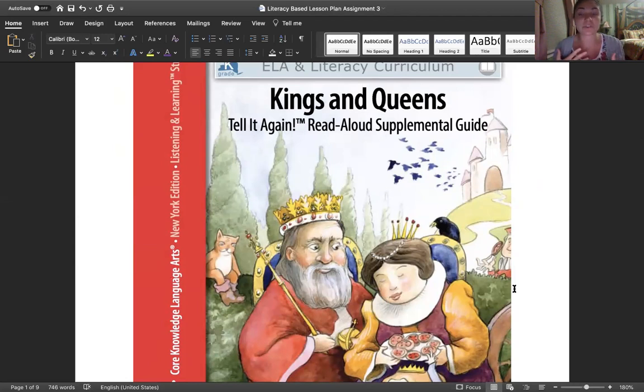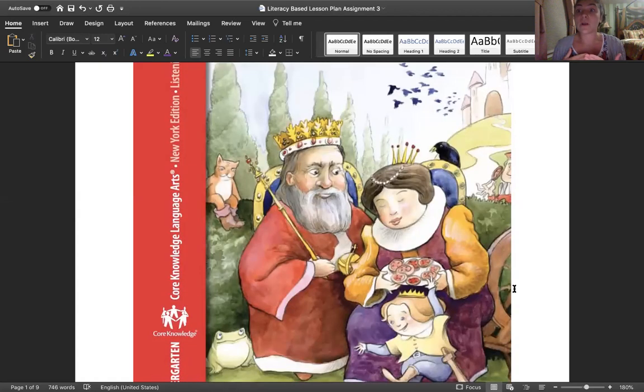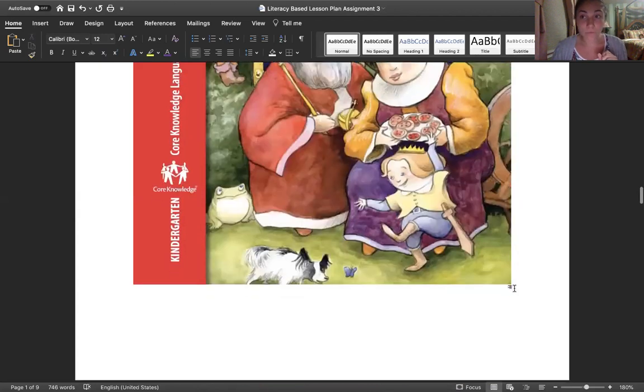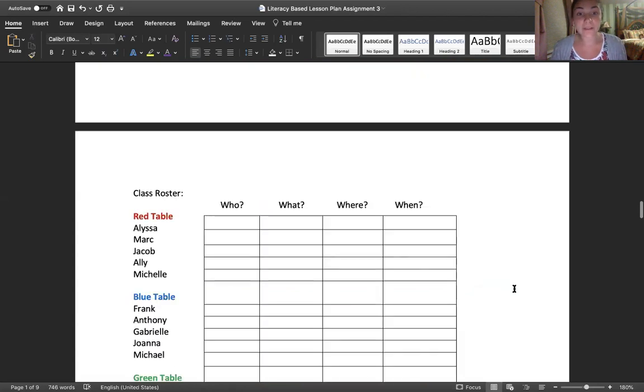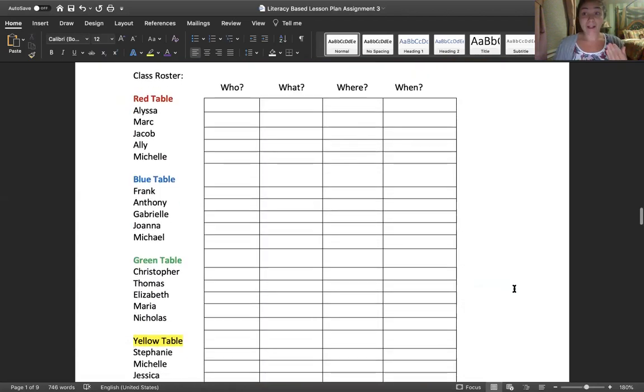I'm not going to get too much into detail about the actual book, but after we go over the vocabulary for the book and the teacher reads, or I would read the book to the students with pictures, while we're reading the book, we're going to do an informal assessment, which I'll go into more detail about after I tell you about my lesson. To keep track of the informal assessment, I have this class roster.